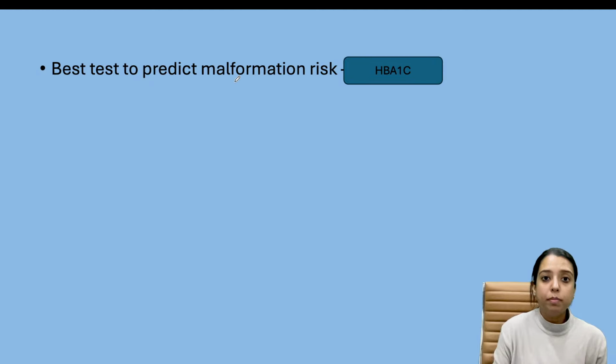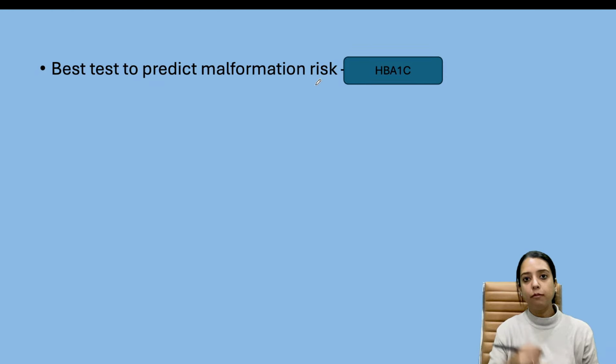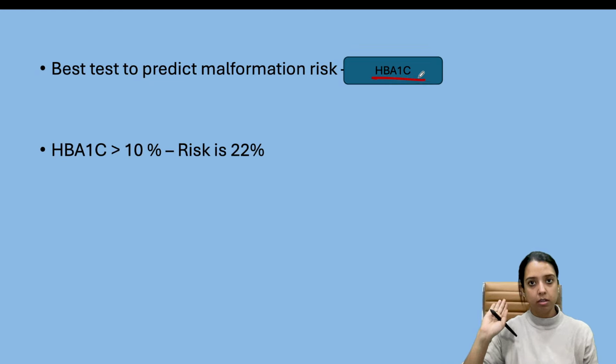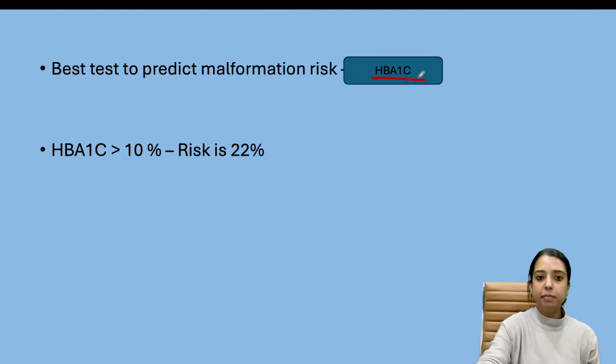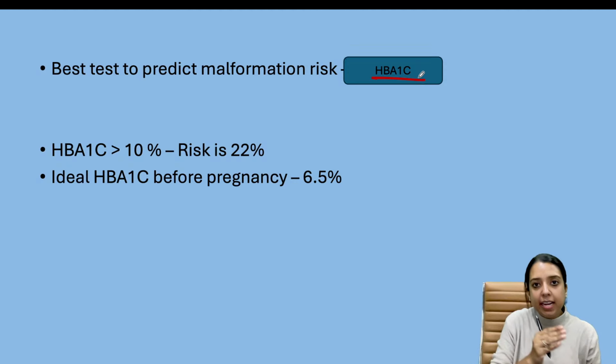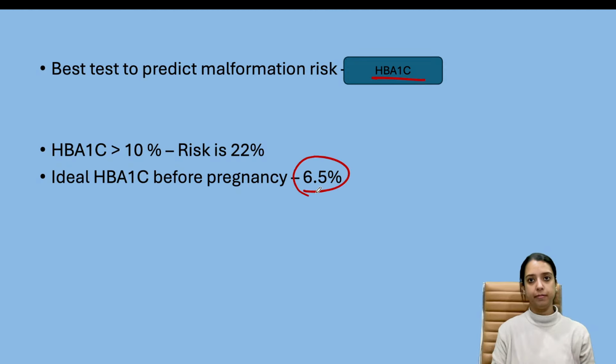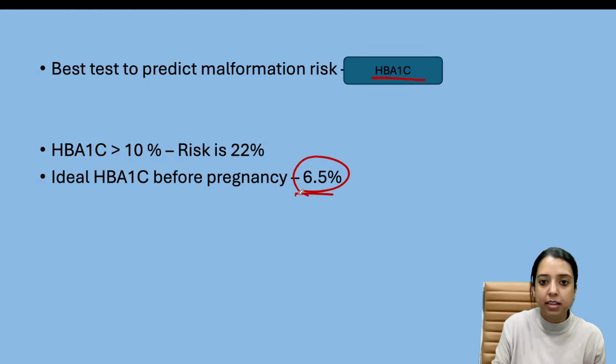Now, best test to predict malformation. If she asks me, ma'am, what is the malformation risk? HbA1c. Higher is the HbA1c, higher is risk of malformation. So, to predict malformation, HbA1c. What is my target? What is then ideal HbA1c before pregnancy so that she doesn't develop malformation? Ideal HbA1c should be 6.5. Before going for pregnancy, a diabetic mother should have HbA1c less than 6.5.